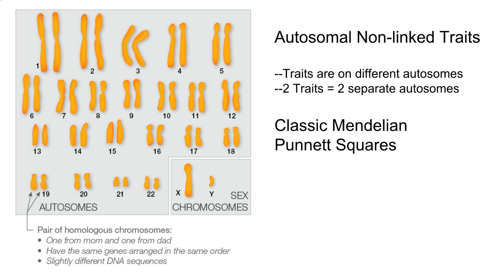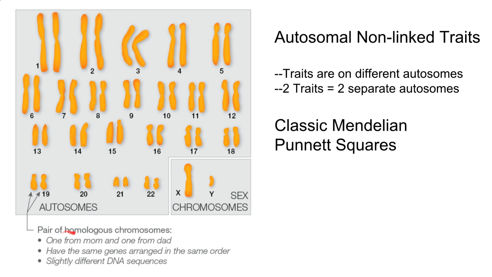And basically the non-linked thing is classic Mendelian Punnett square kind of stuff, where if you're talking about different traits, they're on different autosomes. So if we're talking, and again, I know this is human karyotype, but if we're talking about plant height, that would be on a different chromosome than pod shape. We have different traits on different chromosomes.